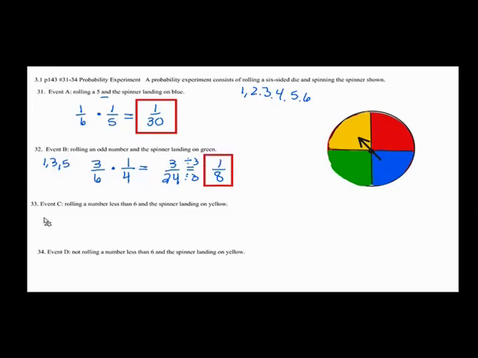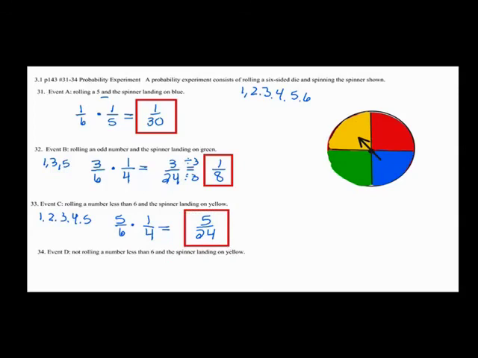For part C, we want to find the probability of rolling a number less than 6. Which numbers are less than 6? 1, 2, 3, 4, and 5. So the probability of that occurring is 5 out of 6, times the probability of the spinner landing on yellow. There's 1 yellow out of 4 different colors, and they are equally likely. So we multiply 5/6 times 1/4, and that gives us 5 out of 24. We can't reduce that one. Now you can change these to decimals depending on what the computer wants.